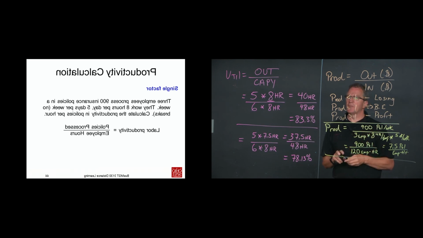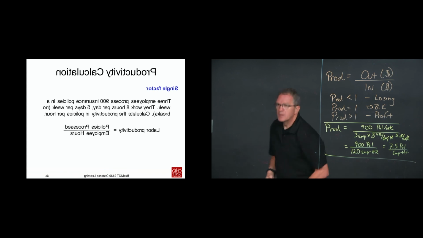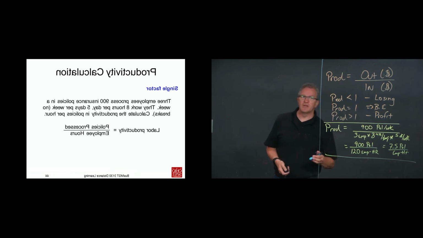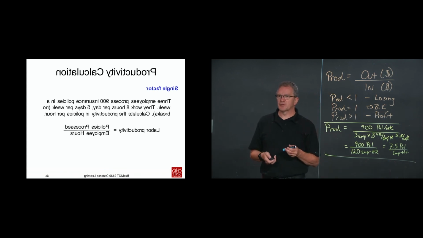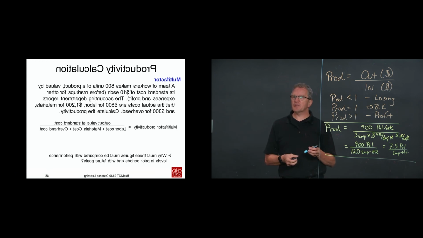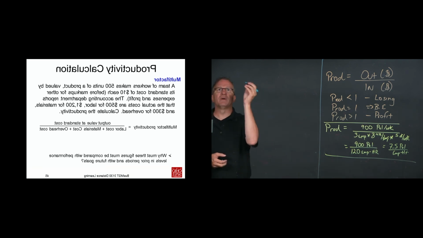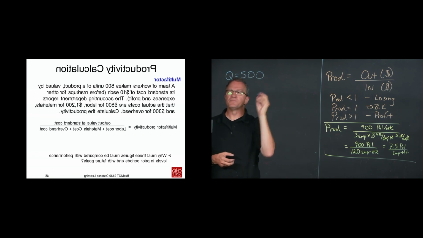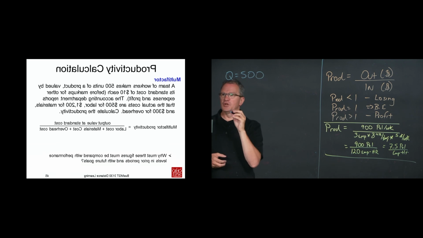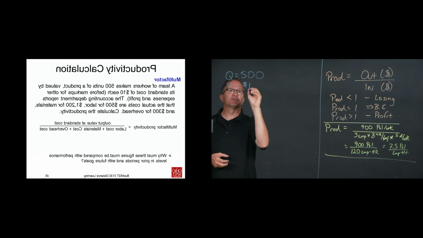We'll continue this with multi-factor productivity. Now to do that, I need a little bit more room on my board. When I talk multi-factor productivity, this means that I have multiple factors going in. All right? So in this next problem, I've got multiple factors going in. So I've got a team of workers. And the output, all right, so my quantity that I produce is 500 units. The value for each one of these, all right, so we'll just call it price, is going to be $10 each.